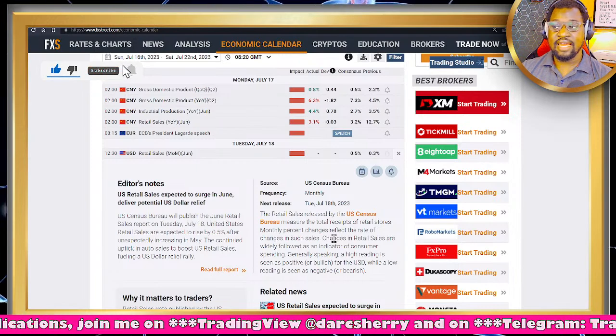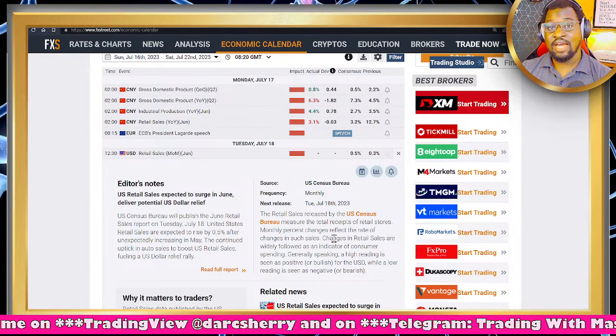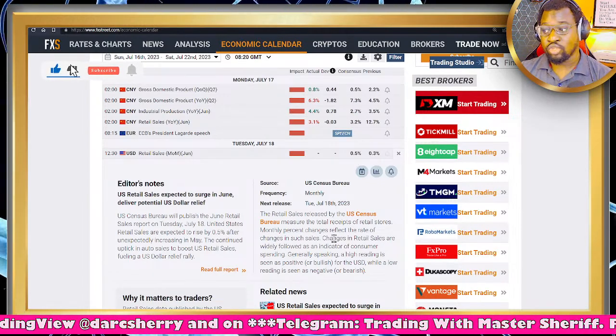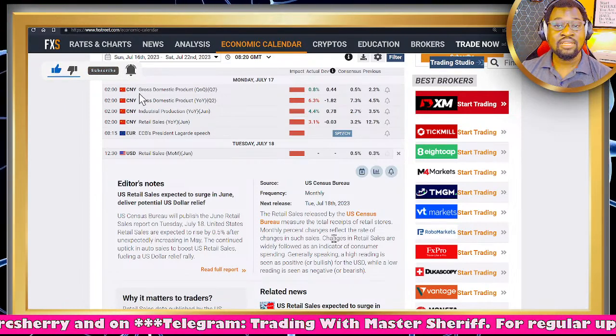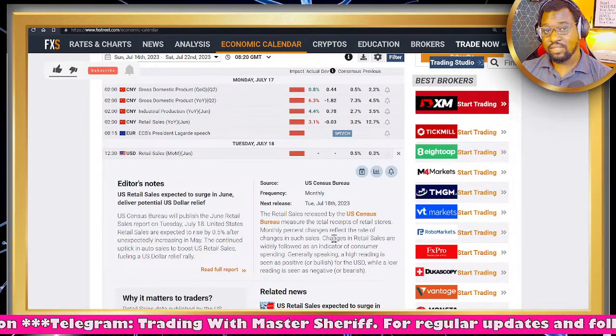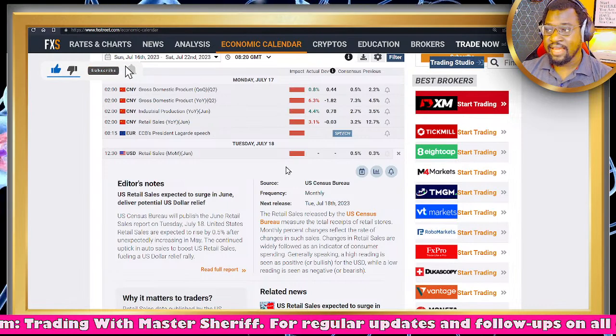So this is an indicator of consumer spending, which of course is another high impact event that the majority in the market will definitely want to be looking forward to. Generally speaking, a high reading is always seen as a positive tone for the US dollar, while a low reading is seen as negative.